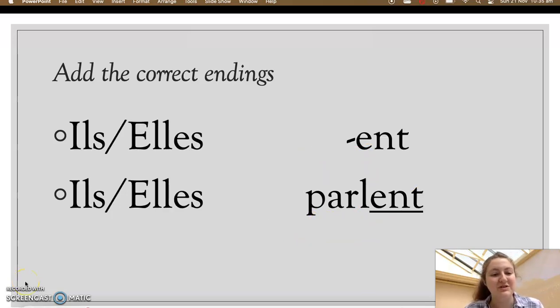Finally, we've got ils and elles. So remember, ils and elles means they in French. With ils and elles, we add ENT onto the end. So it'll be ils parlent, elles parlent. Notice that I'm not actually emphasizing the N and the T because they are silent. So ils parlent and elles parlent sounds the same as je parle.